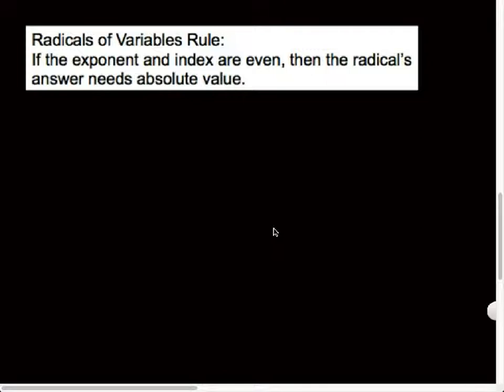So if I've got the sixth root of x to the sixth, what would that equal? It would equal absolute value of x. Absolute value of x. If I've got the 21st root of x to the 21st, plain old x, because it would allow negatives. If I've got the googolth root of x to the googolth, like you guys are wondering whether googol is even or odd, it's just going to be x.